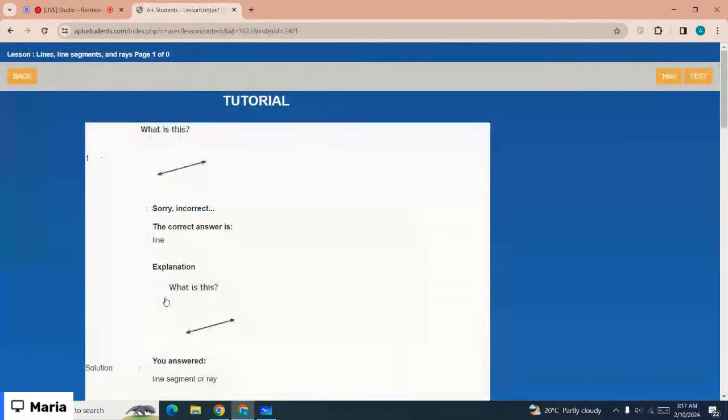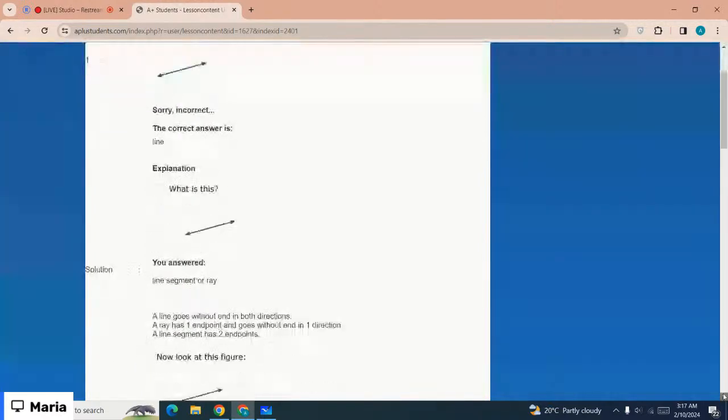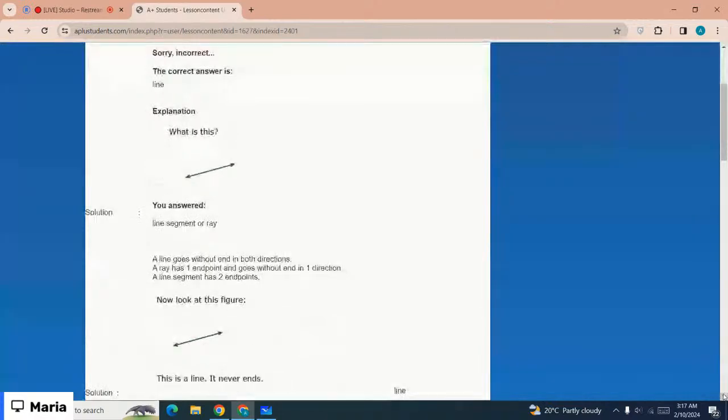What is this? Line segment or ray? That is a line segment, right? A line goes on without end in both directions, right? So here you have arrows on both sides. That means you can extend the line on any side.